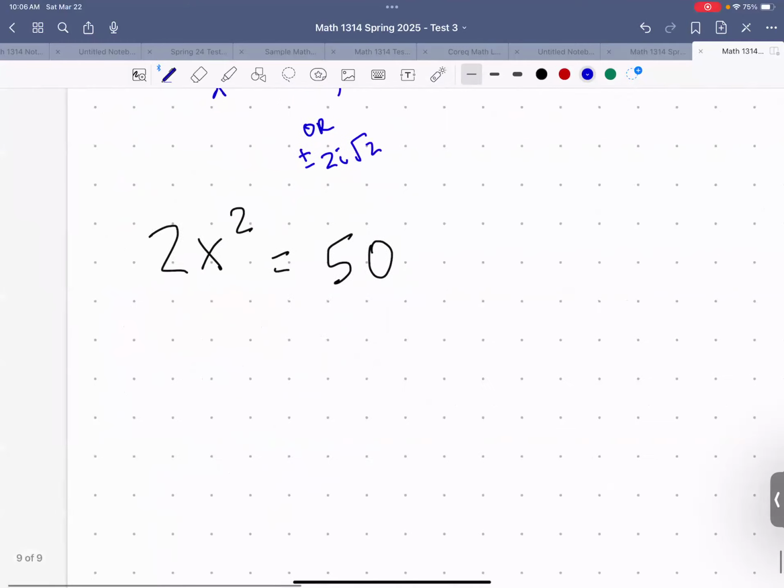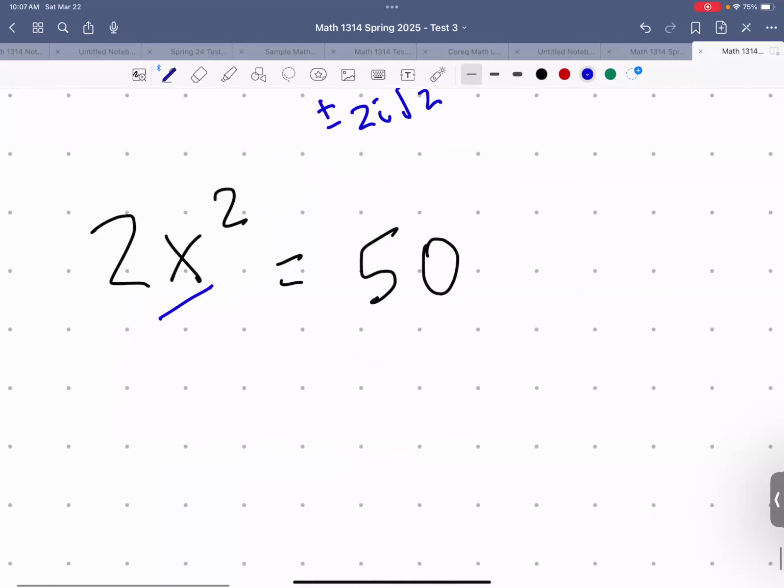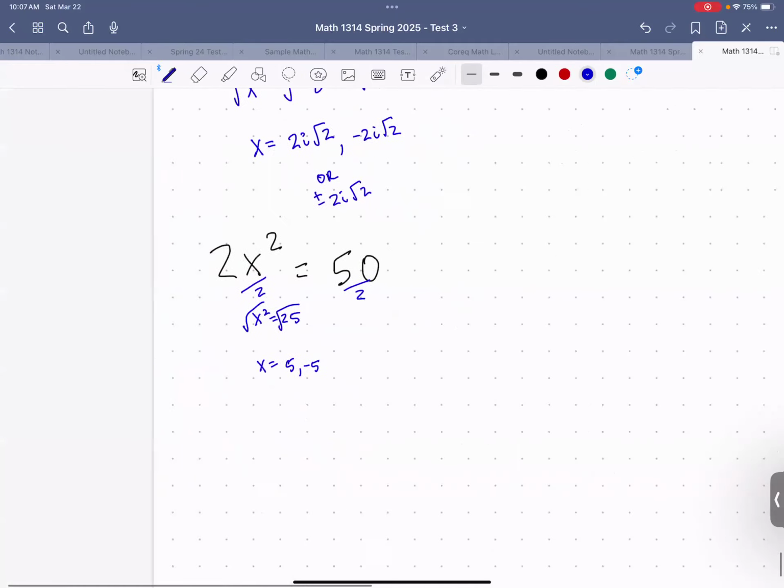Here we have 2x squared equal to 50. Again, we would like our x squared to be alone, so I would go ahead and divide by 2 first. That turns this into x squared equal to 25. Now that I have my squared value alone, I'm going to take the square root of both sides. So x is equal to 5, not just the primary root, but that secondary negative root as well. So also negative 5. And so those are our two solutions to this problem.